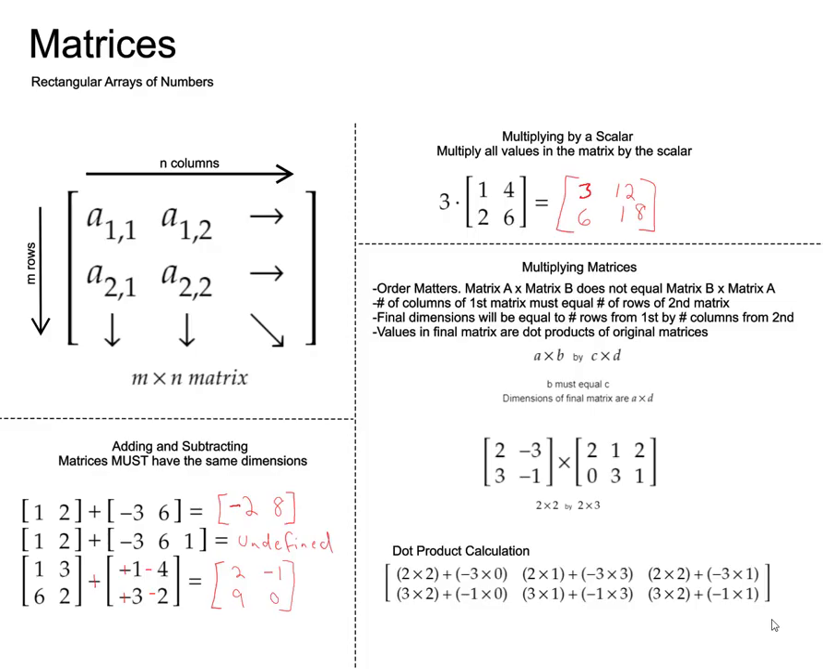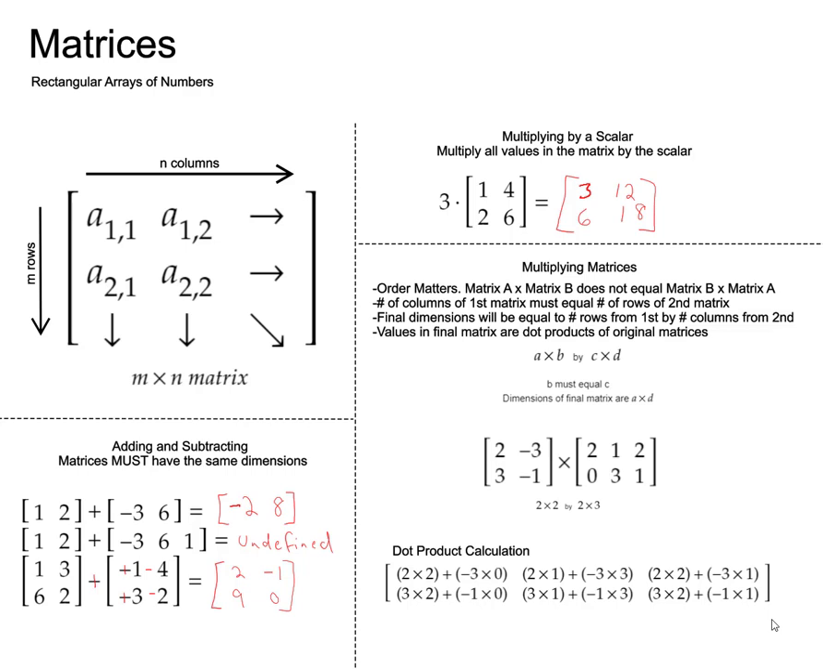We can also multiply multiple matrices together. However, if we're going to do so, we have to follow specific rules. First, the order matters. Matrix A times matrix B does not necessarily equal matrix B times matrix A. Next, the number of columns of the first matrix must equal the number of rows of the second matrix. Otherwise, we'll get something that is undefined. Next, the final dimensions will be equal to the number of rows from the first by the number of columns from the second. And last up, the values in the final matrix are dot products of the original matrices.